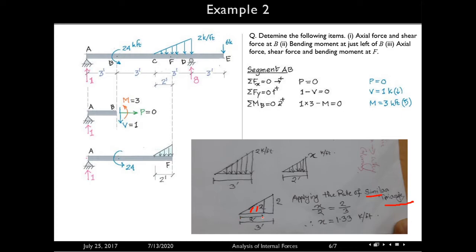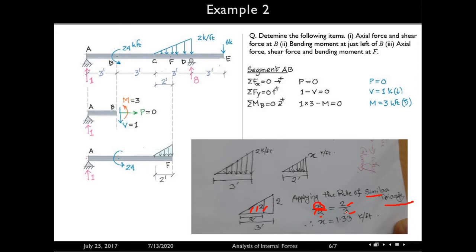So we know the base of the smaller triangle, we know the base and height of the larger triangle, but we don't know the height of the smaller triangle. So we can apply the similar triangle rule here. That means X, the height of the smaller triangle, divided by the base of the smaller triangle, which is 2, is equal to the height of the larger triangle, which is 2, divided by the base of the larger triangle, which is 3.